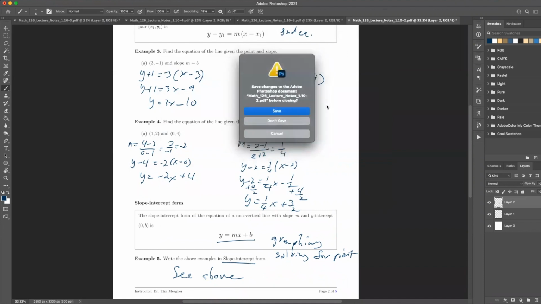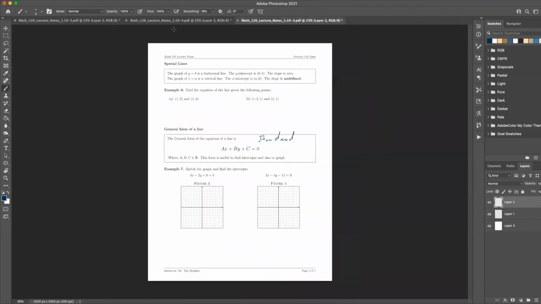And go ahead and close this out just so it doesn't get crunchy. And then we'll go ahead and do this. All right.